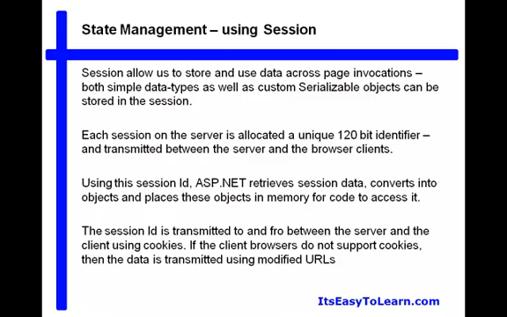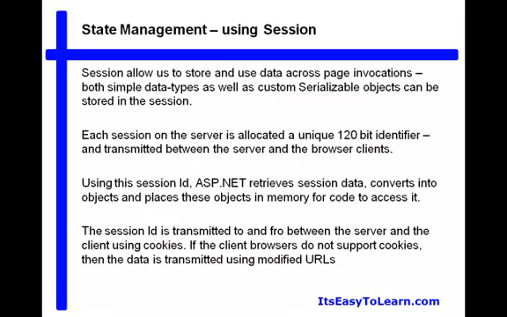In the subsequent request, the browser client sends back this identifier. The session data is not sent to the client. Okay, it stays on the server. What is in transfer between the client and the server is the unique identifier. This unique identifier is called the session ID. Using this session ID, ASP.NET retrieves the session data, converts it into objects and places these objects in memory for the code to access. Remember, we said Session of username. So this session object was available for us in memory for the code to access.